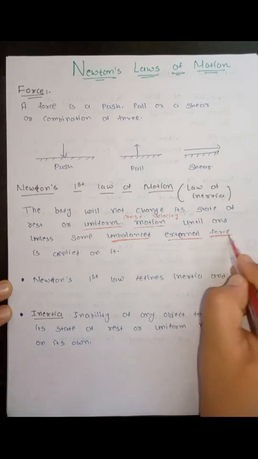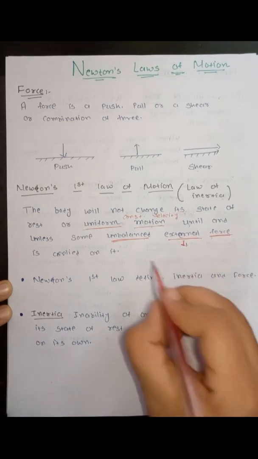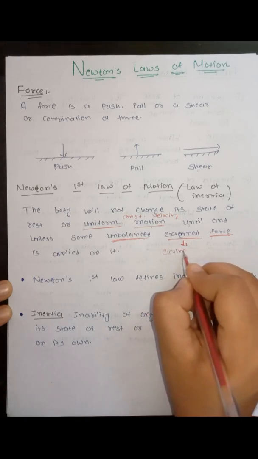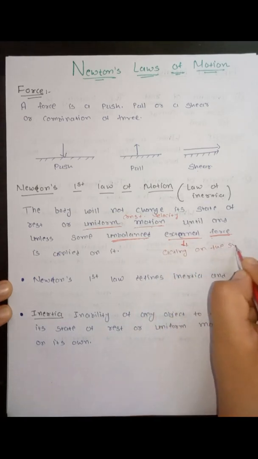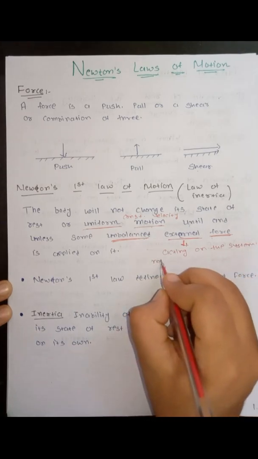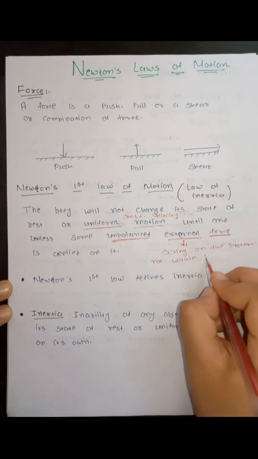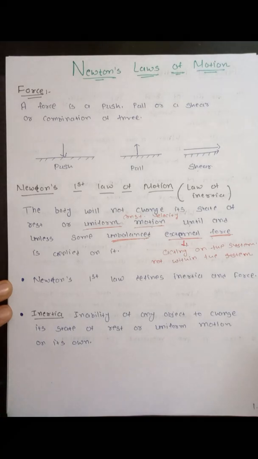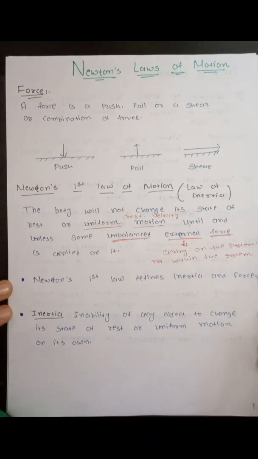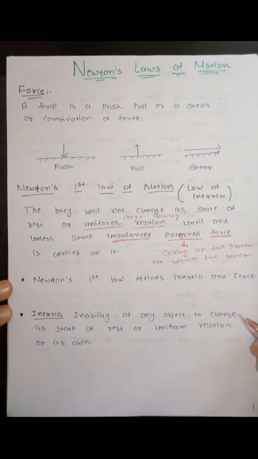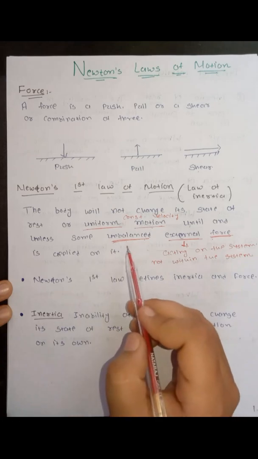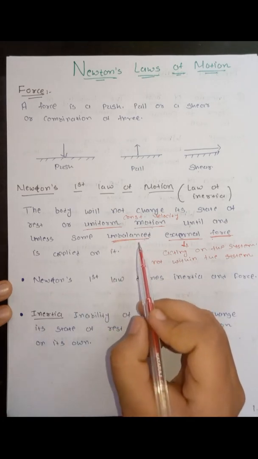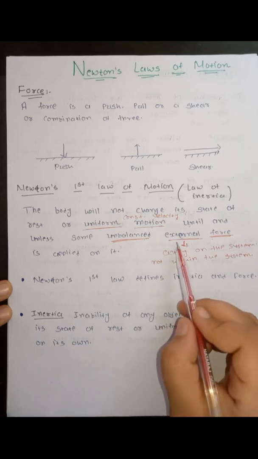Here the external force means the force acting on the system and not within the system. For example, if we take a car, we cannot move a car by pushing it from inside. To move the car, we have to push it from outside. So to move any object, to change its state of rest or state of uniform motion, the force should be unbalanced and it should act externally.